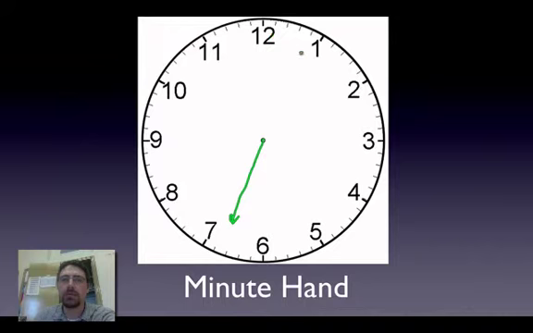You can also count by fives. So 5, 10, 15, 20, 25, 30, and we can't go all the way to 35, so let's count them. 31, 32, 33. So this minute hand right here is telling us that 33 minutes has gone by. 33 minutes. All right, let's write some real times now.